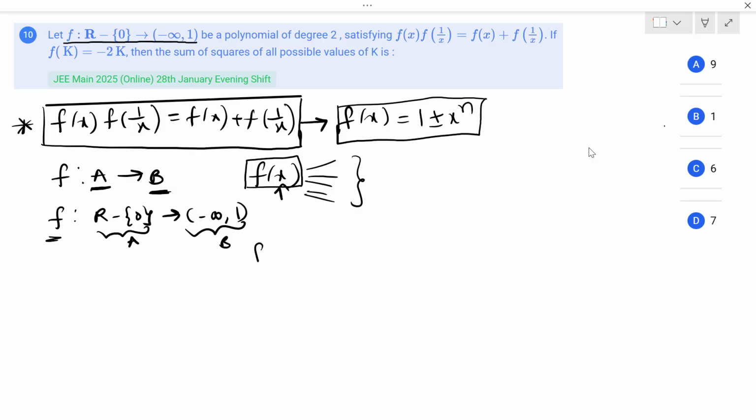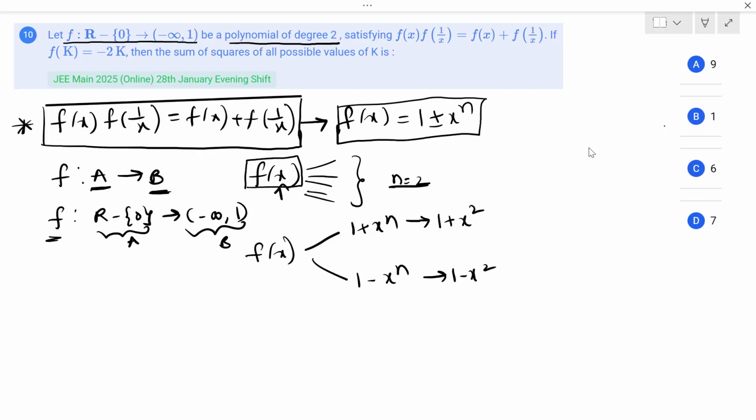Let us see what the possibilities are for my function f of x. One is 1 plus x power n, one is 1 minus x power n. He has given one more piece of information, buddy. What is the information? It is a polynomial of degree 2. Polynomial means only positive powers of x will come. Degree 2 means the maximum power of x is 2. So I can clearly say that here degree is 2, so n is equal to 2. So the function can be either 1 plus x square or 1 minus x square. Still I have not decided whether plus or minus will come.